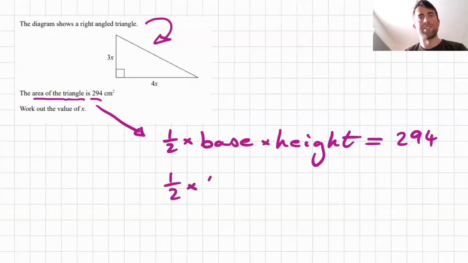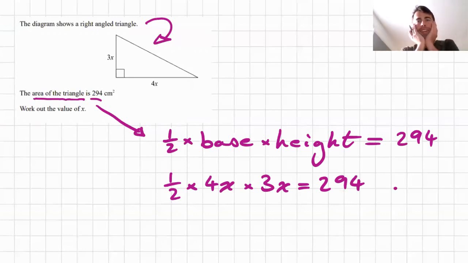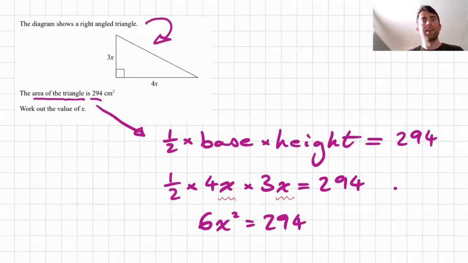The base of that triangle is 4x. The height of that triangle is 3x. And it equals 294. More marks, more marks. Now, again, what can we do with that? Well, if I have a half times 4 times 3, what's that? A half of 4 is 2, times 3 is 6. X times x, we write as x squared, and it equals 294. Now we need to solve that equation.